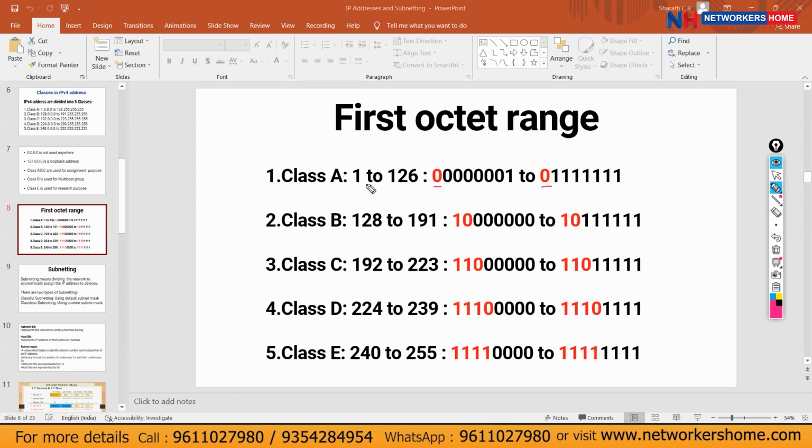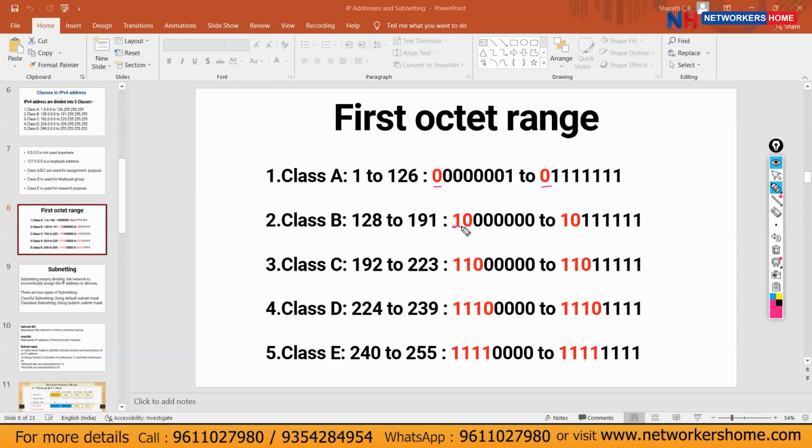Class A IP address, first octet ranges from 1 to 126. So when you convert 1 to binary and 126 to binary, look at the sequence. First bit is always 0. Okay. Class B 128 to 191.